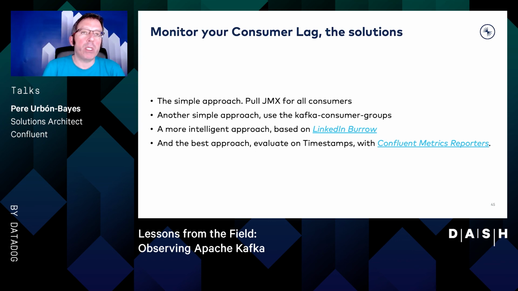And the best approach for me to evaluate this is timestamps. Because then you can say and report to the business, the consumer lag is X number of hours. And this you can achieve with Confluent Metrics Reporter and Control Center, and it will give you a very valid and very positive business-related metric to report back to your business counterparts.